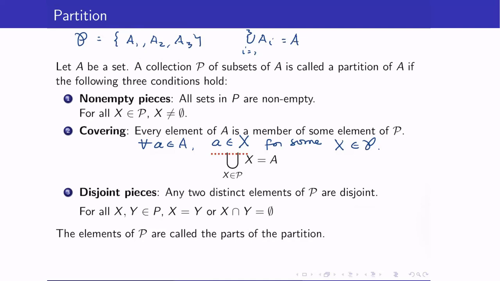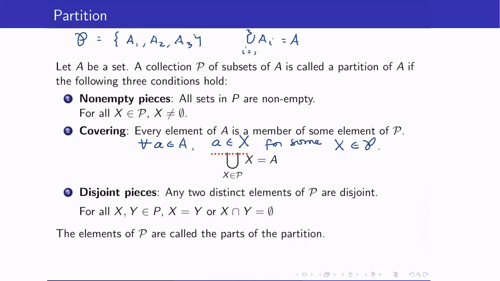Next, disjoint pieces. Any two distinct elements of P are disjoint. So meaning to say, if we get this one, we have a universal quantifier again. For any two elements in the partition, either they are equal or their intersection is empty.